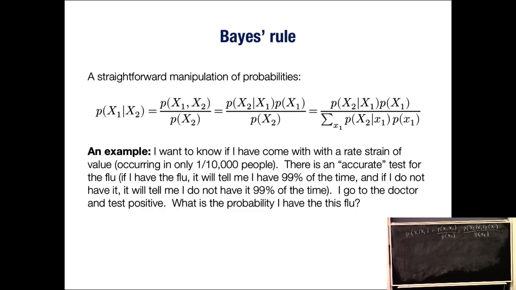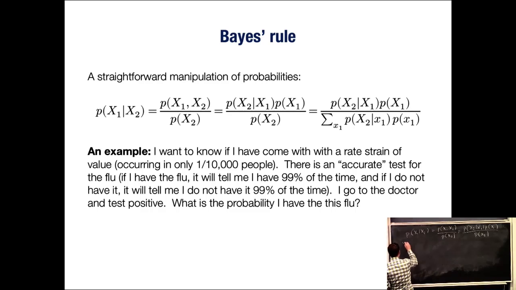We'll give a quick sketch of the computation in a second. But when people hear this, they naturally think, oh, it's pretty high. If the test is 99% accurate, it should be pretty high. But actually, the probability of the flu here is still less than 1%. And this follows right out of Bayes' rule.